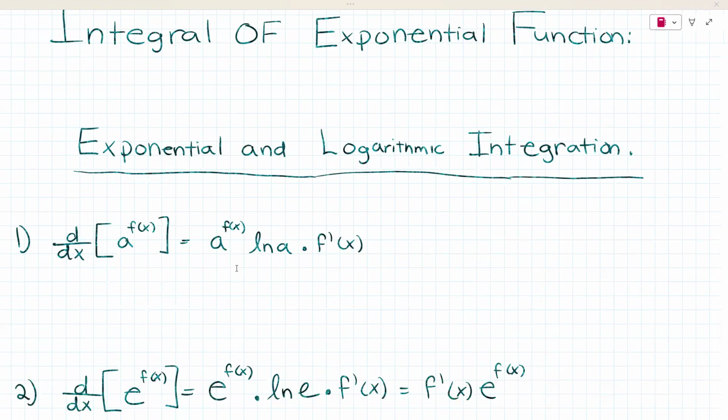You probably know this from taking the derivatives in calculus 1. So the derivative of a constant raised to a power is that constant raised to whatever that power is, times ln of a times f prime of x. So it's the base raised to the f of x, ln of a times f prime of x. Okay.